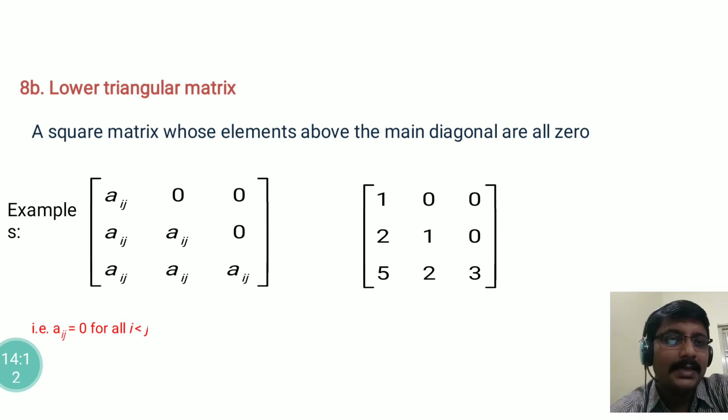So a triangular matrix means it is either upper triangular or lower triangular. Upper triangular matrix means that if the elements below the principal diagonal are zeros, then it is called upper triangular. Lower triangular means a square matrix whose elements above the main diagonal are zeros, then it is called lower triangular.